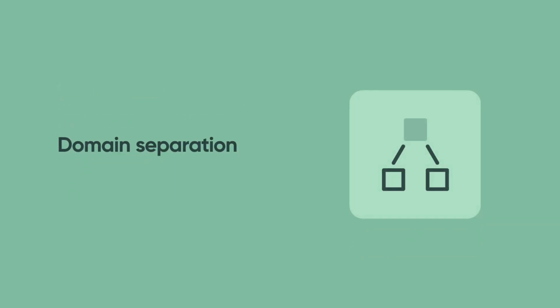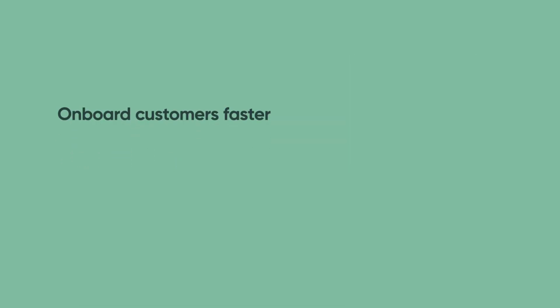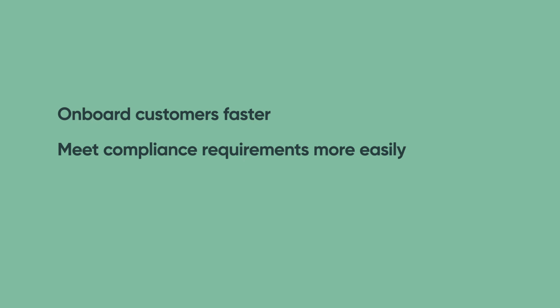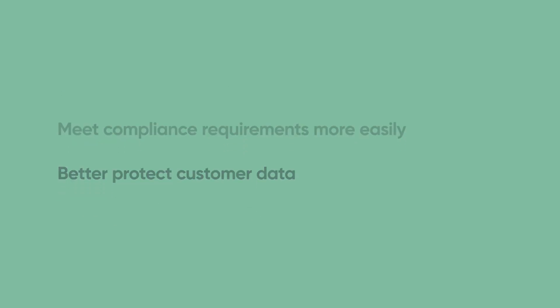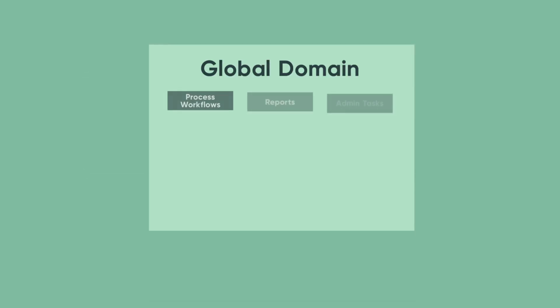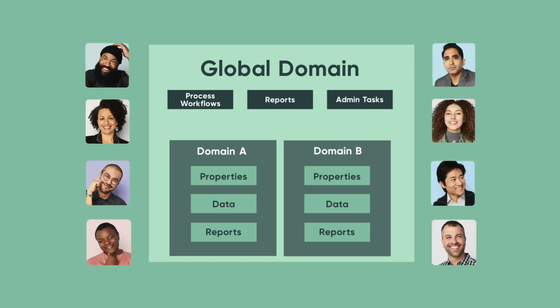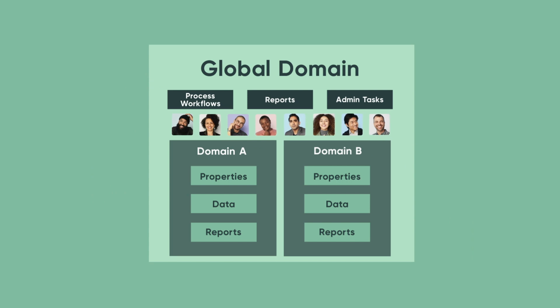With domain separation, also called multi-tenancy, service providers can onboard customers faster, meet compliance requirements more easily, and better protect customer data. You can control access, processes, and reports, and divide the customer data into logical groupings called domains. For example, you can determine which contractors or support agents can see what customer data.